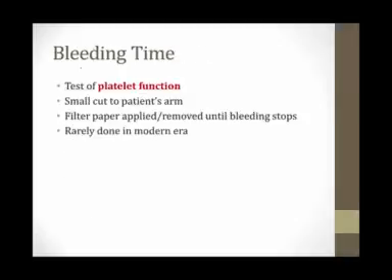Before we talk about coagulopathies, I want to review some of the tests that can be used to assess hemostasis. And the first test I'm going to talk about is the bleeding time. This is a test of platelet function. This is an old test. It's rarely done in the modern era.